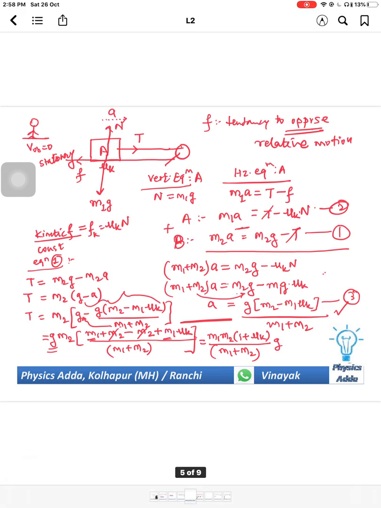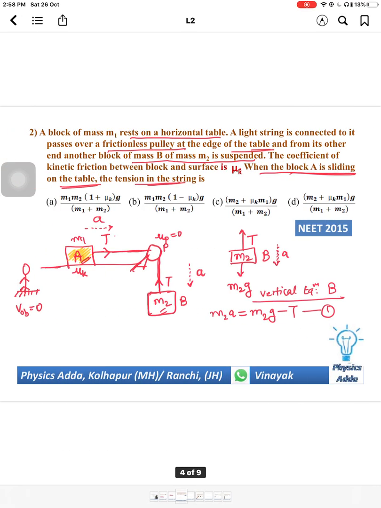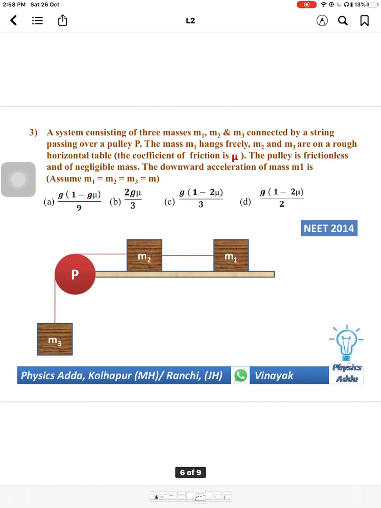So what is the right answer? Right answer is A. M1 into bracket 1 plus mu K into G divided by M1 plus M2. Okay.